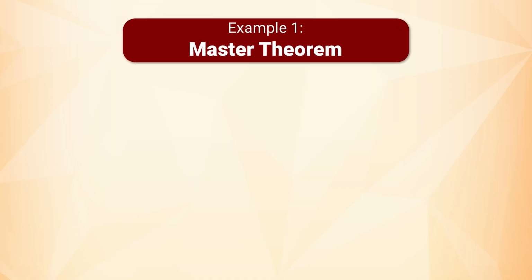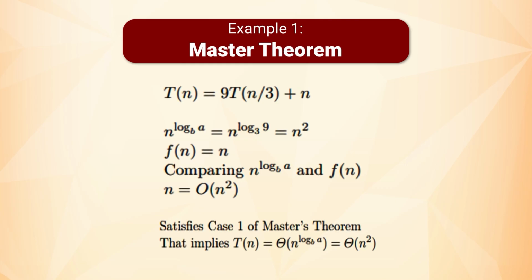All these cases will be explained through examples. In the first example, T n equal to 9 into T n by 3 plus n. In this case, we have to think about the value of A and B. What is the value of A in this equation? A equal to 9, B equal to 3 and F n equal to n. First we have to calculate n to the power log A base B. With A equal to 9 and B equal to 3, log 9 base 3 is 2. So, n square is the value of n to the power log A base B, and F n equal to n.